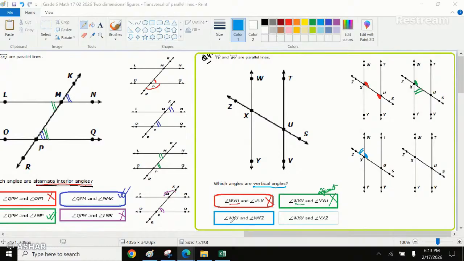In the third option, we had WXU, that is this angle, and WXZ, this angle, right? They are not vertical angles to each other. They are lying on the same line, so they are adjacent angles. We have to find a pair of angles which are vertical. Let's look at the last option. In the last option, what we can say is WXU, this angle, and YXZ.